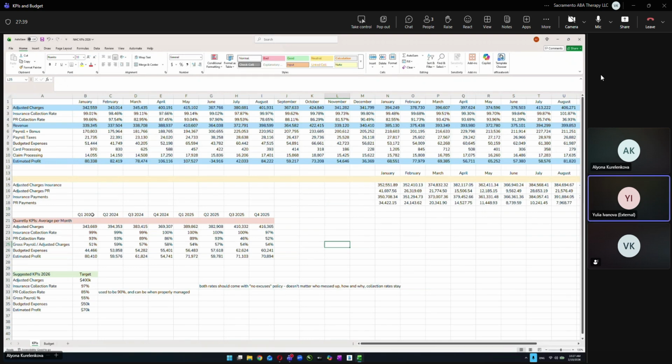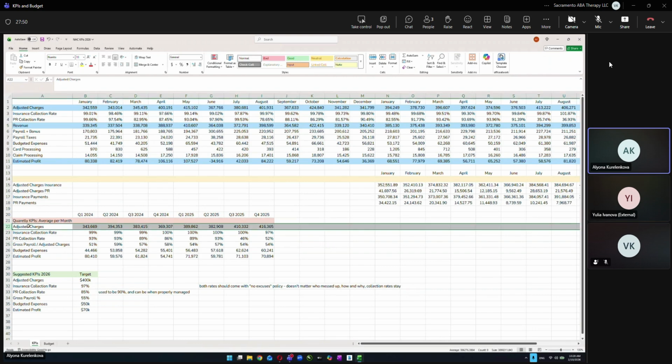I don't have questions. Okay, so let me walk you through every indicator so you understand exactly what that means. This is the first one, the adjusted charges, and this is the one that you've seen in the RCM report.